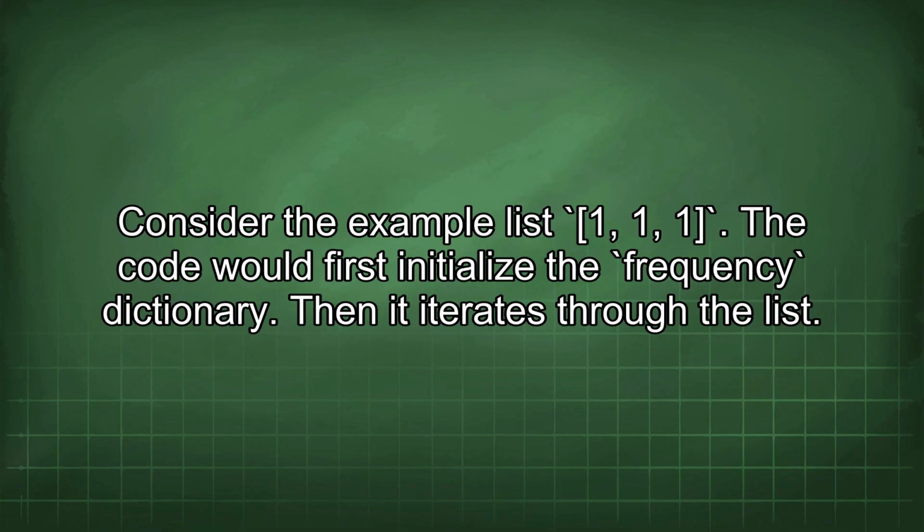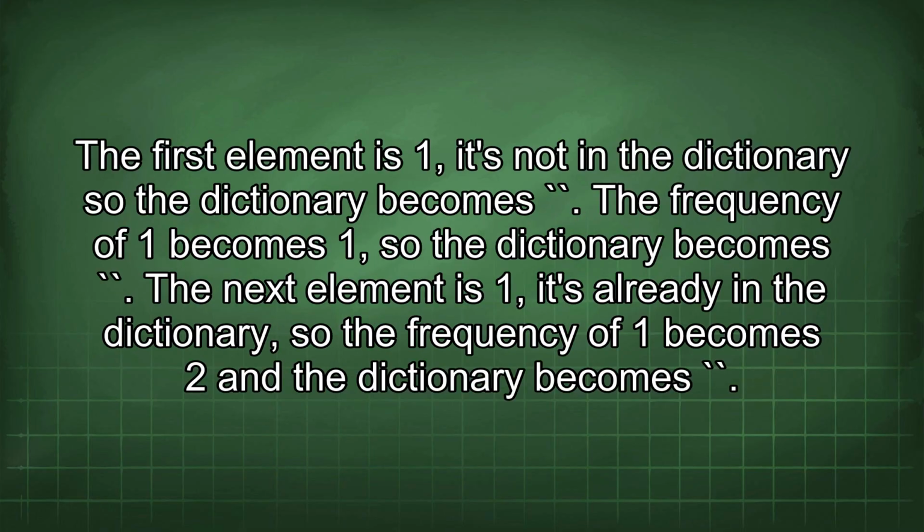Consider the example list 1, 1, 1. The code would first initialize the frequency dictionary. Then it iterates through the list. The first element is 1. It's not in the dictionary, so the dictionary becomes {1: 0}. The frequency of 1 becomes 1, so the dictionary becomes {1: 1}.